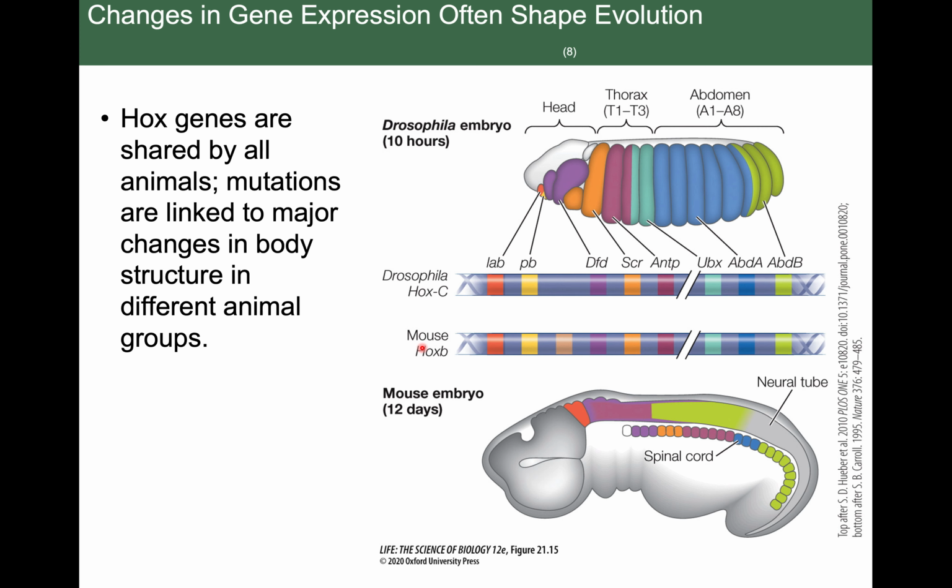So this is a classic example of homologous genes, right? We're seeing these very similar genes shared across the genomes of multiple organisms, presumably due to some common evolutionary history, some shared ancestor that also had those particular Hox genes.